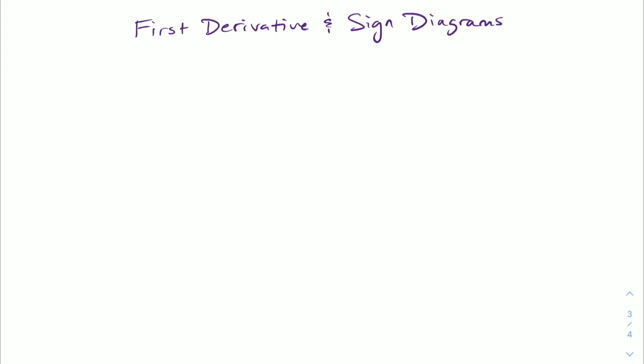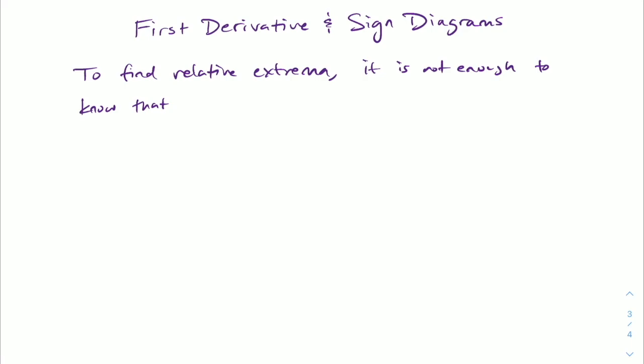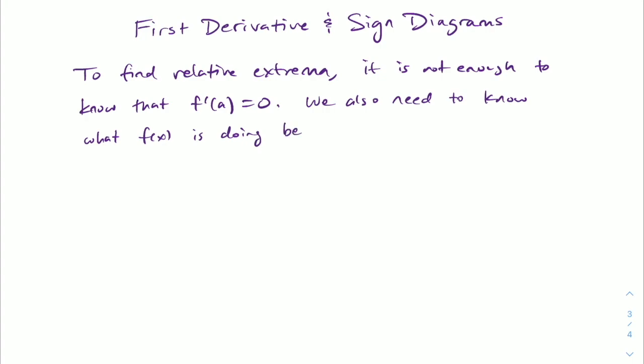Okay, so to find relative extrema, it's not enough to know that the derivative is 0 at the point of interest. We also need to know what the function is doing before and after a.